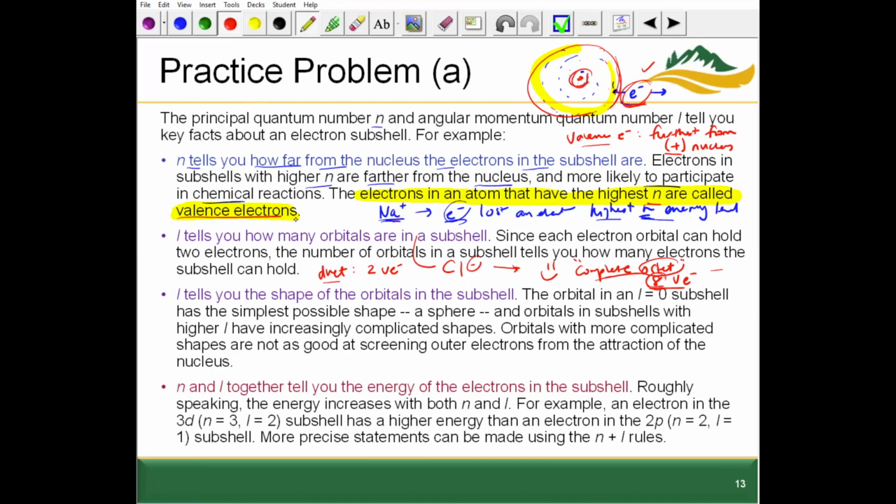So valence electrons are the electrons in an atom that have the highest n energy level. l tells us how many orbitals are in a subshell. Since each electron orbital can hold only 2 electrons, the number of orbitals in a subshell tells us how many electrons the subshell can hold.